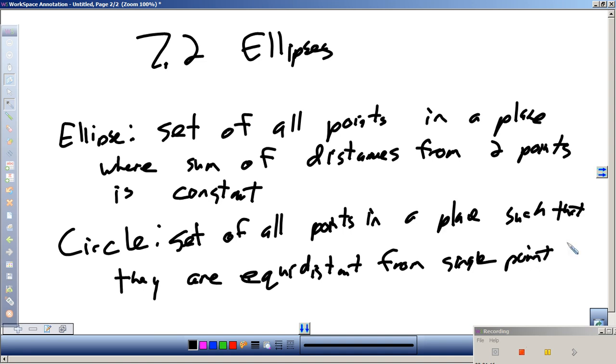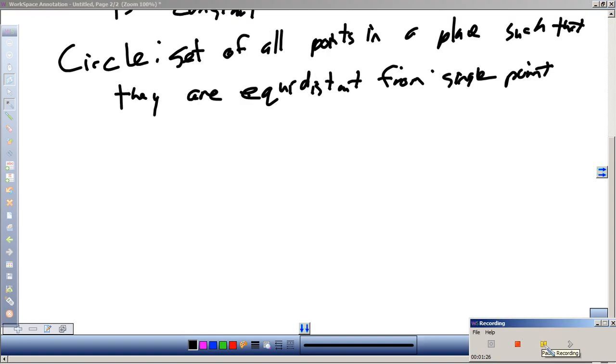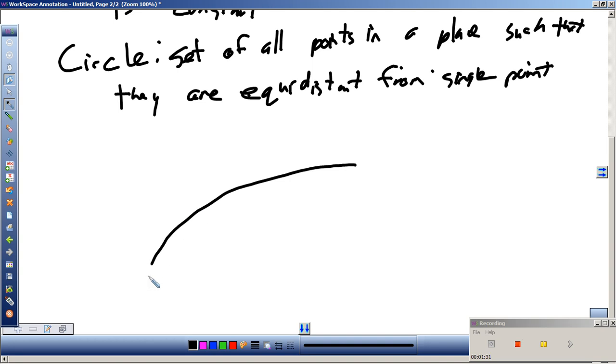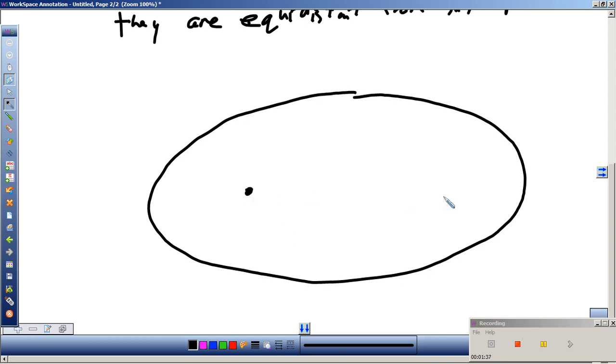Now, for actually drawing an ellipse using the definition, we're going to do that up here on the board. In general, an ellipse looks something like this. And you'll have two points. What are they called? Foci. A single focus is singular, or if you want plural, it is foci.